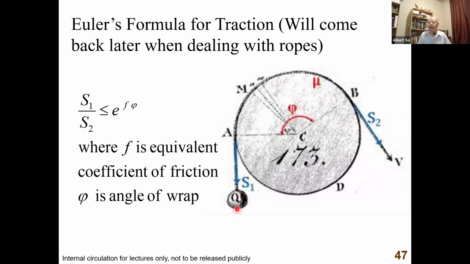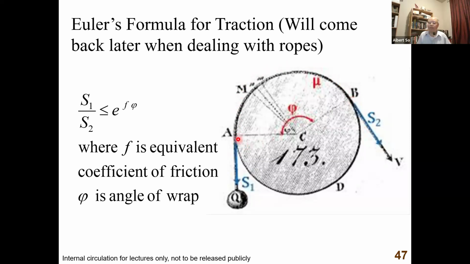The sheave rotates clockwise to lift up the car. Now according to this Euler's formula, the tension S1 over S2 must not be more than e to the power of f times the angle of wrap. Is it psi or phi, something like that? I don't know how to pronounce this Greek alphabet character. Now, this angle is called the angle of wrap. What's the angle of wrap? That is the angle of contact between the ropes and the grooves. So the rope starts to be in contact with the groove here, point A, and then goes around the sheave until it gets to point B.